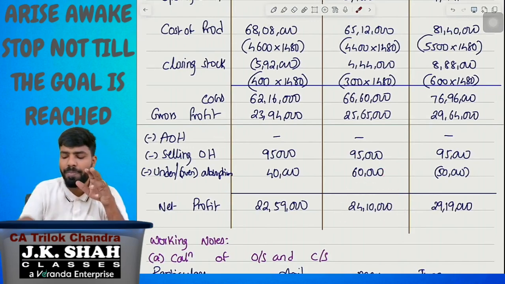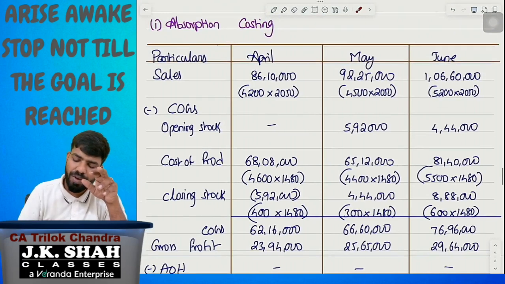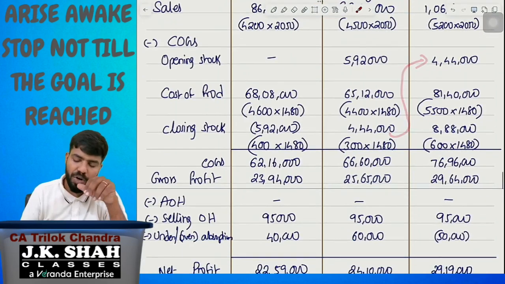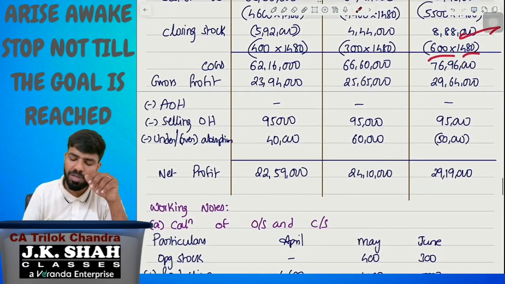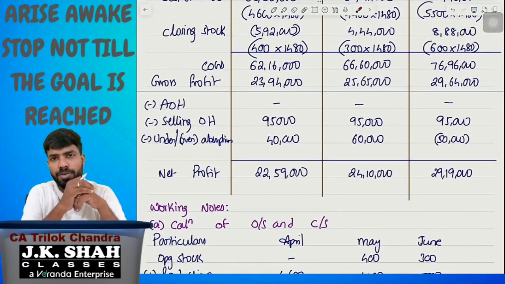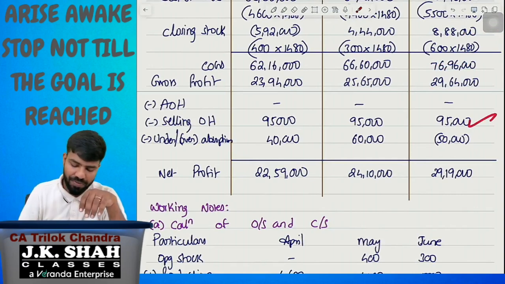Same way in the month of June. In June, 5,200 into 2,050. Opening stock is the closing stock of the last period, and production is 5,500 into 1,480, 81 lakh 40,000, and closing stock is 600 into 1,480, 8 lakh 88,000. Net amount is 76 lakh 96,000. So gross profit is 29 lakh 64,000, and selling overheads is 95,000.